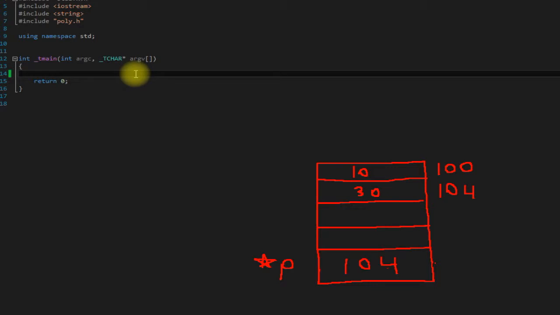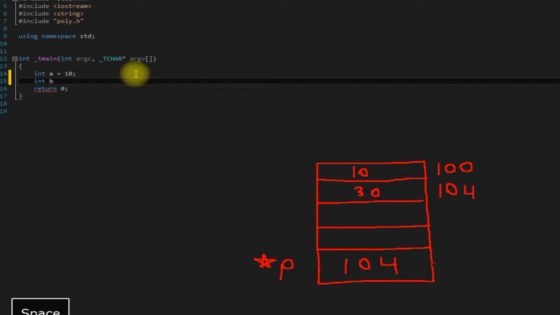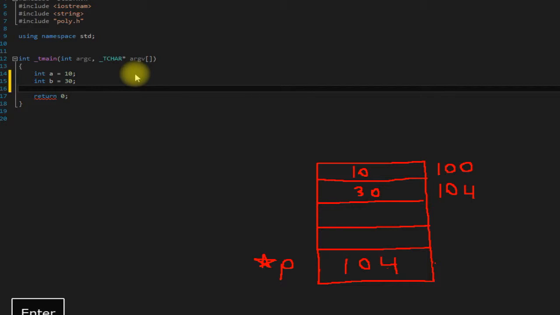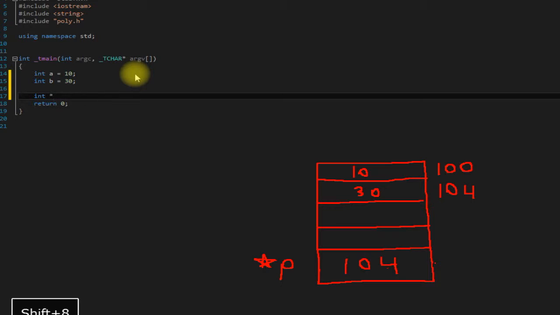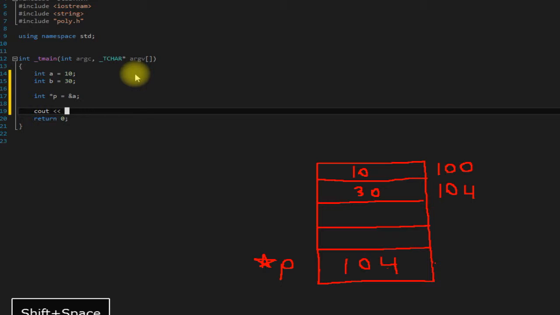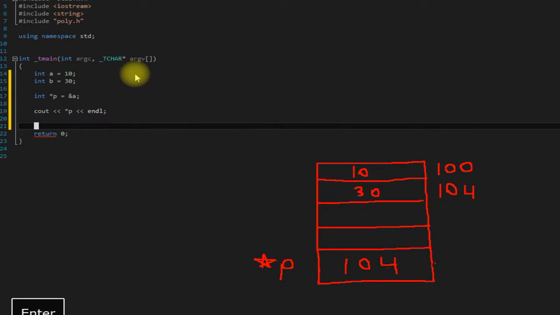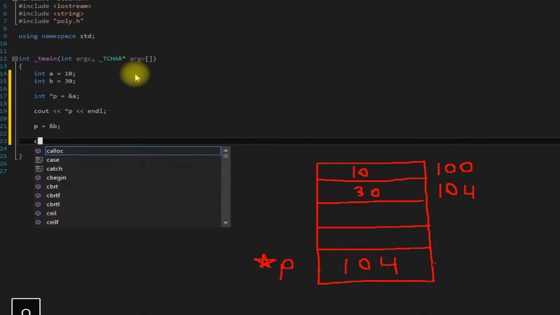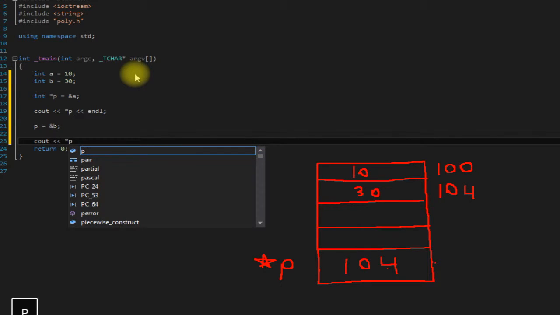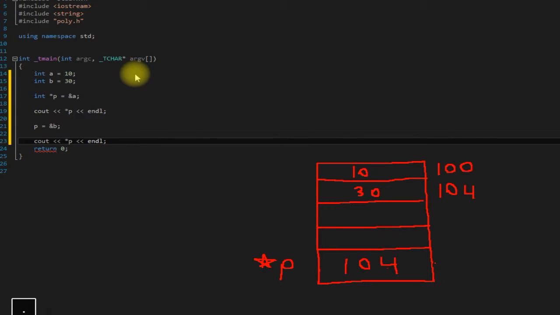So in code we could say int a equals 10, int b equals 30, and then int pointer p is equal to the address of a. And we'll say cout the value stored in that address. And then we're going to say p equals the address of b, and then print out the value stored at that address. So let's save it and then run it.